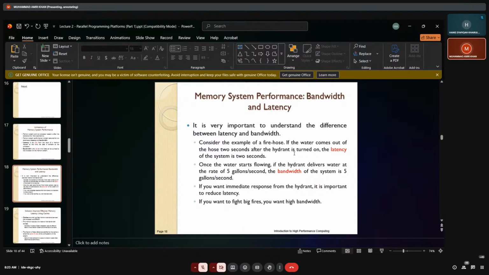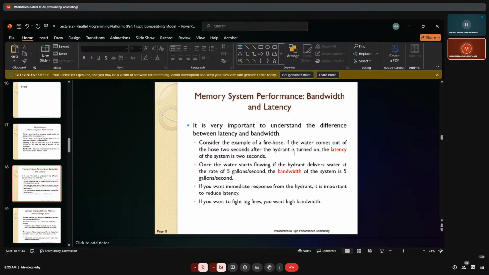If the water comes out of the hose 2 seconds after the hydrant is turned on, the latency of the system is 2 seconds, because before the start, it's getting ready to throw the water. We call that latency. Once the water starts flowing, if the hydrant delivers water at the rate of 5 gallons per second, we call this bandwidth. And the bandwidth of the system is 5 gallons per second. Very easy, simple example of how to differentiate latency and bandwidth.